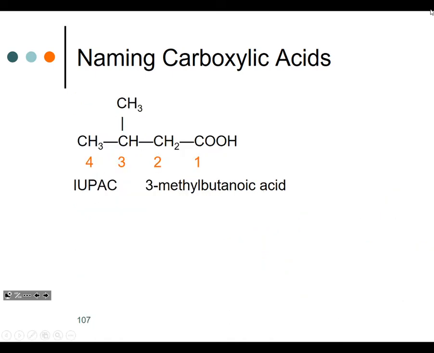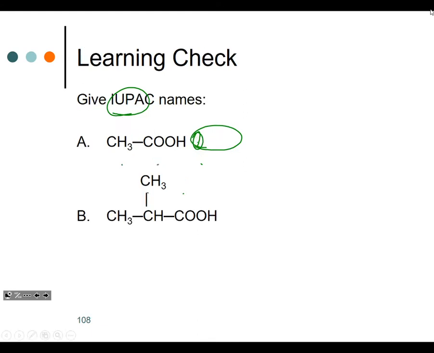All right, numbering these things, like I said, this is always going to be carbon number 1 right here. So 1, 2, 3, there's a methyl group. So 3-methylbutanoic acid. So that's an example of how to name that.